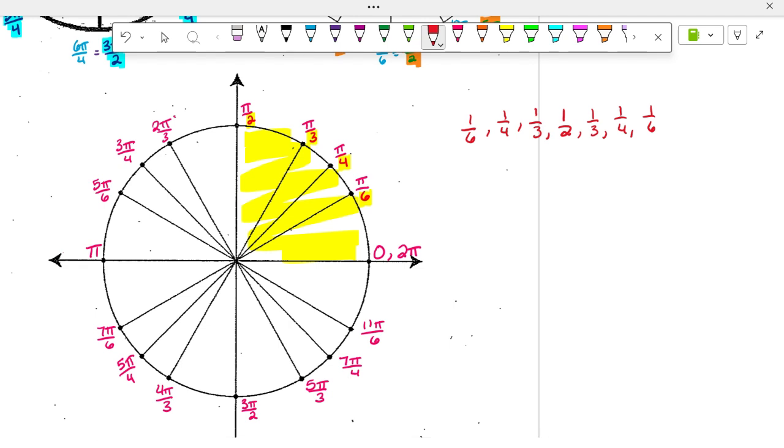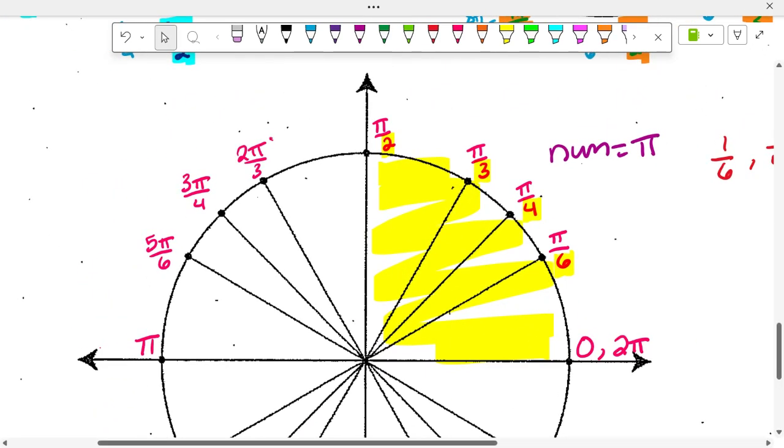Does that make sense? Now, the numerators. For this whole first quadrant, the numerator is always going to be pi, nothing else. So for the first quadrant, the numerator is equal to pi. Now, look at the second quadrant. Here's my question. Look at the denominators versus the numerators. What's something that you can clearly see? What do you see? The numerator is 1 less than the denominator.